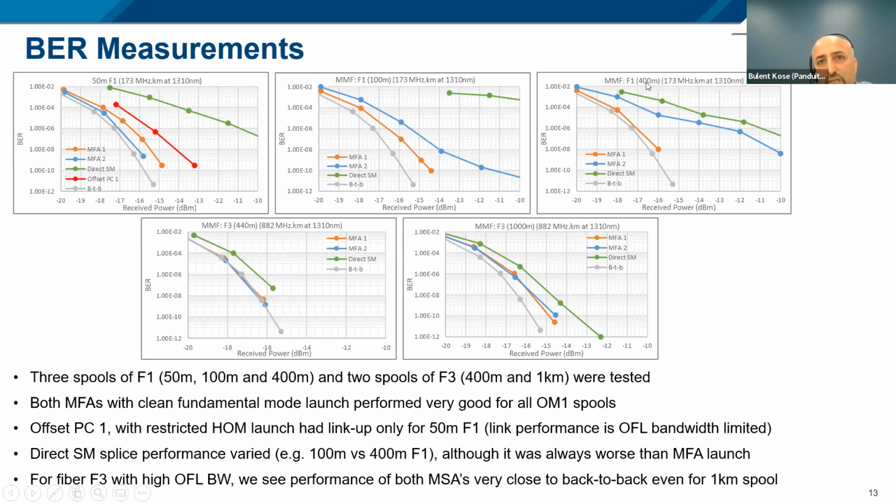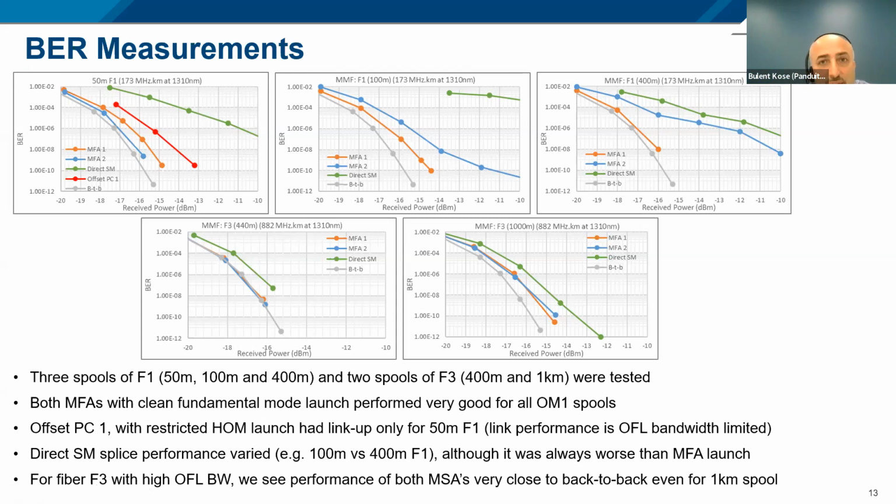And for 400 meter, it really didn't matter. It's about the same performance. And so that's the part. So this was good to show that yes, single mode directly, if you don't use connectors, of course, is better. If you just splice single mode, it might work.